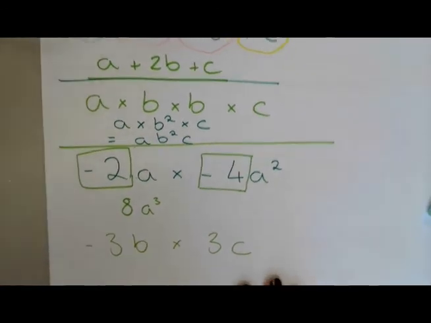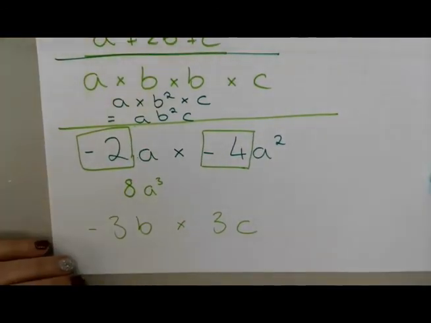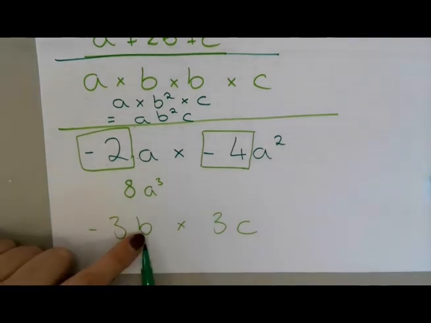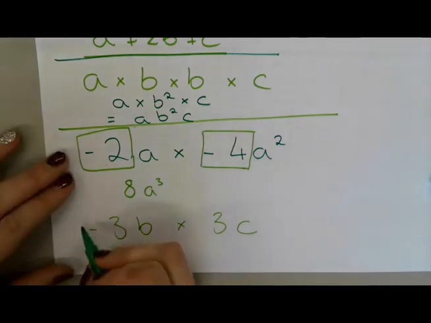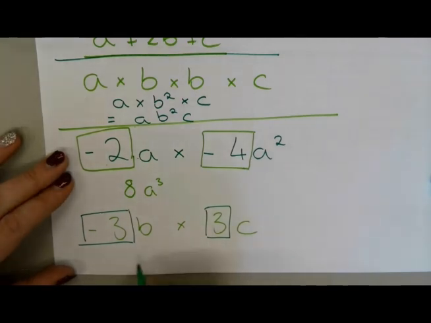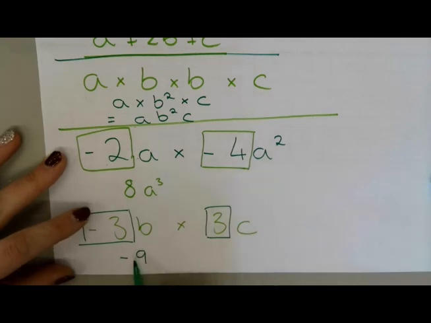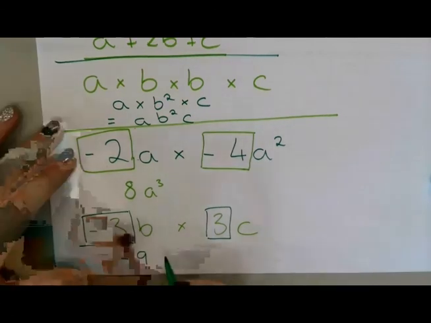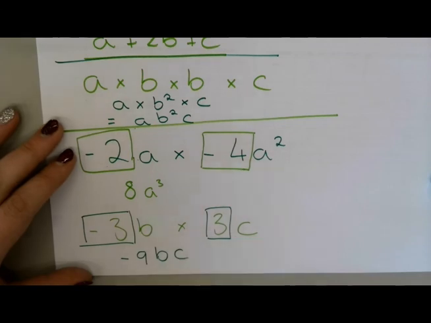Okay, and then the last one's down here, the last question. This time we've actually got two different variables, okay, but the same maths applies. So we've got the coefficient of negative 3 and the coefficient of positive 3. Negative 3 times 3 is negative 9. Okay, we've only got one negative, so our answer is negative. And b multiplied by c is quite simply bc. Okay, we can't do anything other than that.